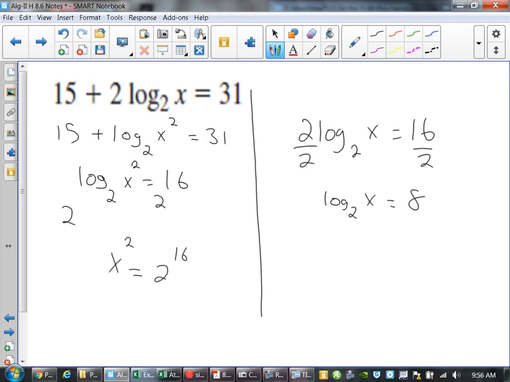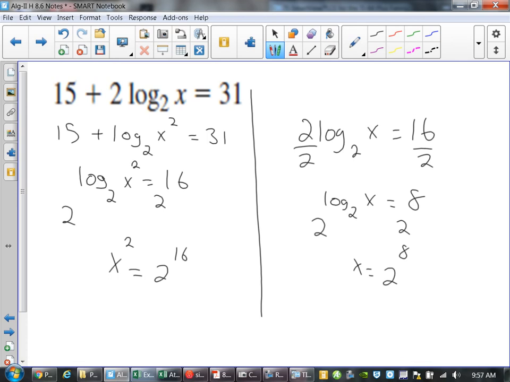I don't know what that is. Something. Big number. Same thing here. I have to exponentiate the other side, don't I? So I get x equals 2 to the 8th.